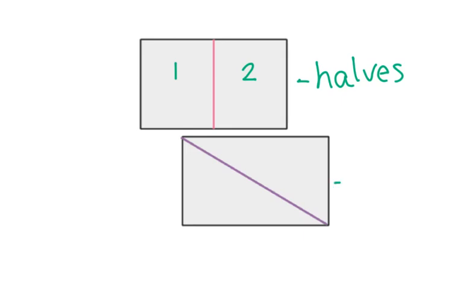Look at this next one. How's it partitioned? Are there two equal parts? Yes, there are two equal parts. And what do we call that again when we partition our shape into two equal parts? We call it halves.